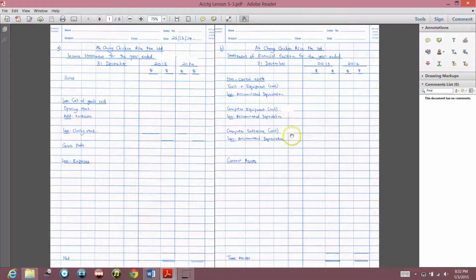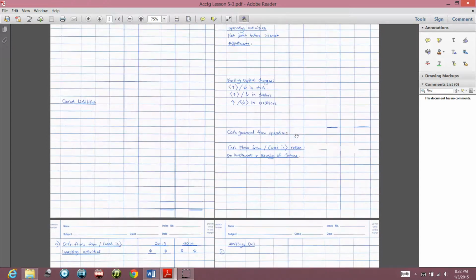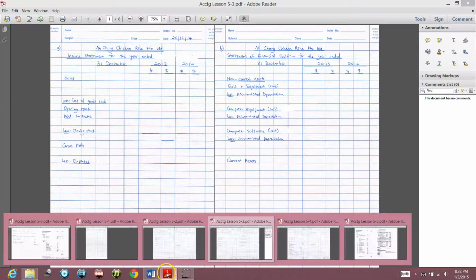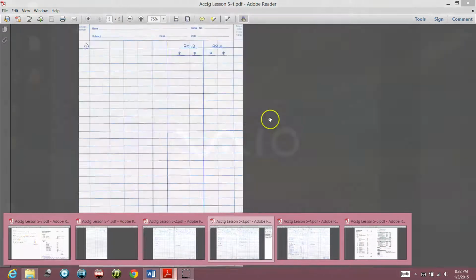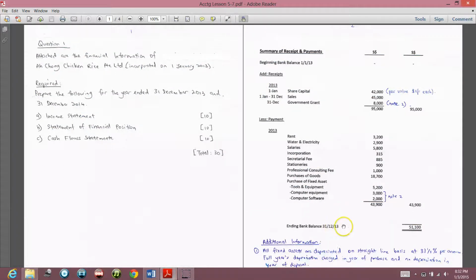So now I am going to write more things here. How I get all these things is actually I will look at the question. Okay, so you see, this is the question. So under non-current asset or fixed asset, I can see here I got tools and equipment, computer software. This is what I saw here.